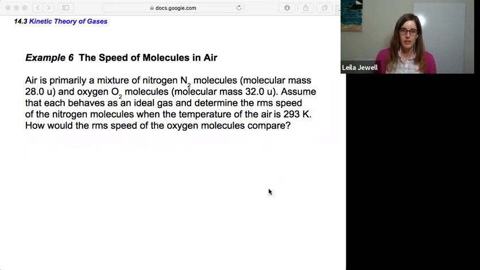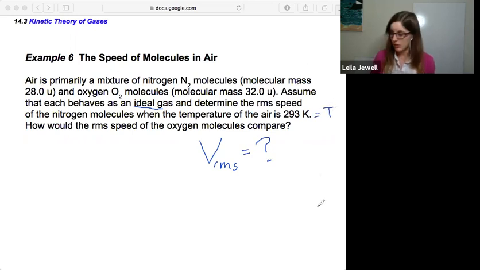All right. So first off, we notice we have the molecular mass of the nitrogen and the oxygen. We also know that they're behaving as an ideal gas, and we want to find the RMS speed. We want to find v_rms given this temperature, 293 Kelvin. Well, we know that 1/2 m v_rms squared is equal to 3/2 kT, based on our kinetic energy equation. 1/2 mass times v_rms squared is equal to this 3/2 kT.